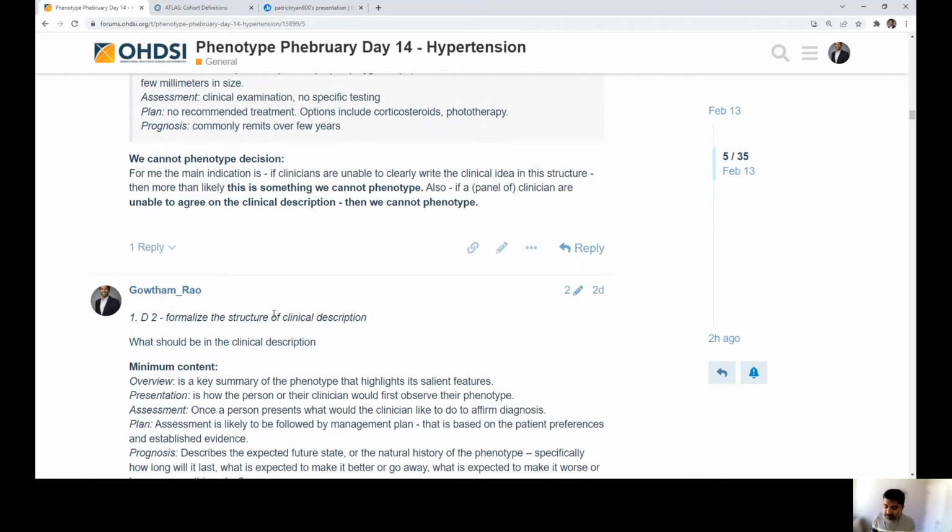One of the main ideas here is if the clinicians in your team are not able to clearly write the clinical idea in this structure, then we most likely cannot identify these people in the database. So if the clinicians are not able to agree on clinical description, we cannot phenotype. That's an important consideration.